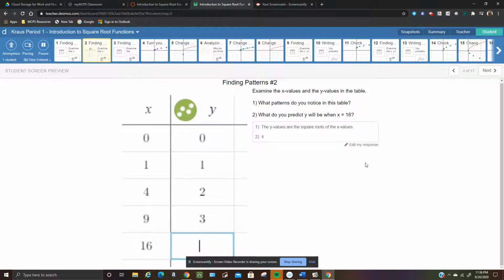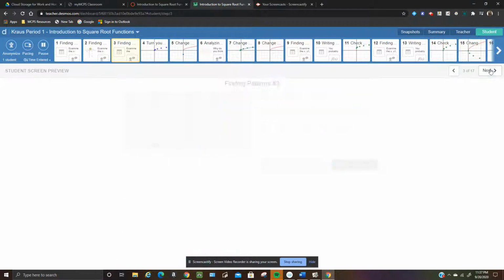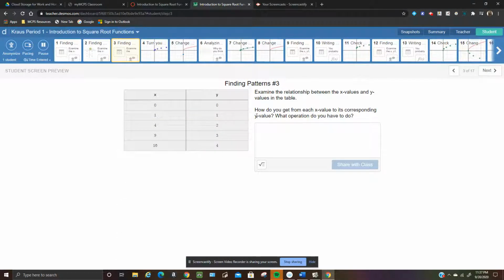So x values 1, 4, 9, 16. The square roots of those are 0, 1, 2, 3. And the square root of 16 is 4. Examine the relationship between the x value and the y values in the table. How do you get from each x value to the corresponding y value? We already answered that on the previous slide. What operation do you have to do?